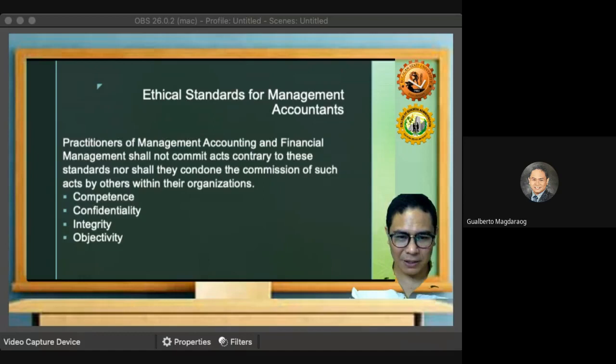You should have competence, you should practice confidentiality, and then you should have integrity, and you should be objective at all times. Ano yung competence? Like we have discussed, medyo comprehensive yung assumption sa'yo na you should have technical knowledge in accounting. And then yung iba, thorough knowledge, yung iba naman general knowledge. So whenever you are engaged to prepare a report on something, an expectation, you have the competency to prepare that report.